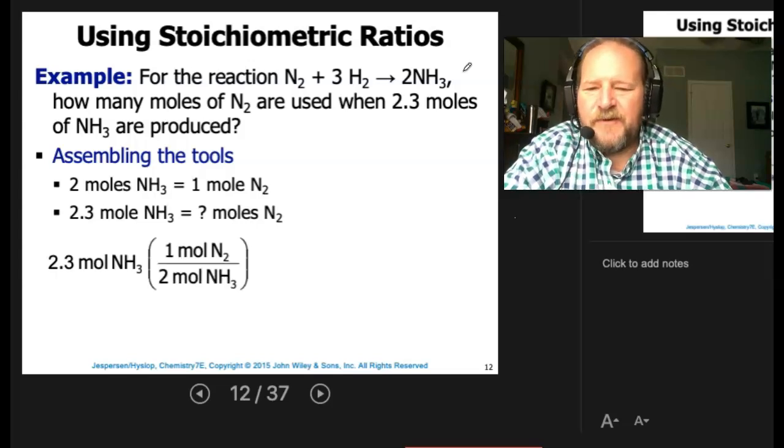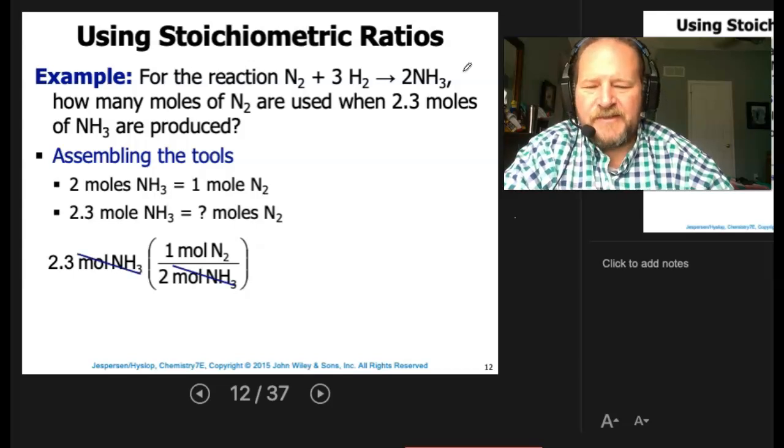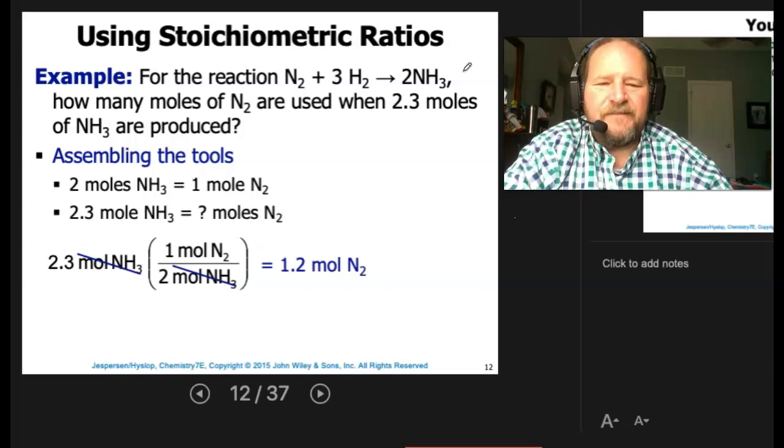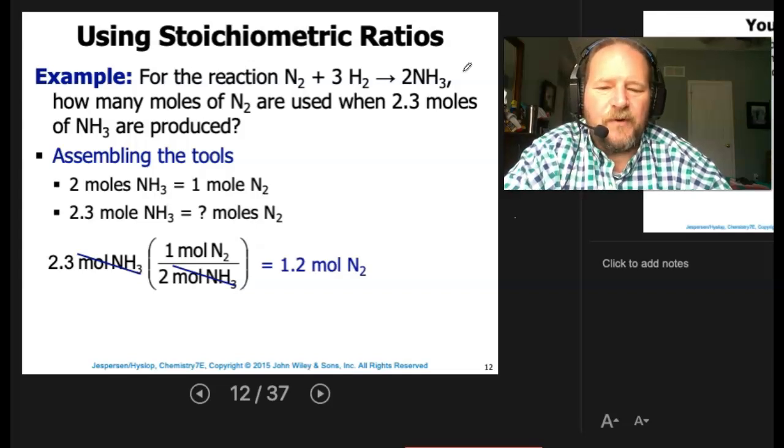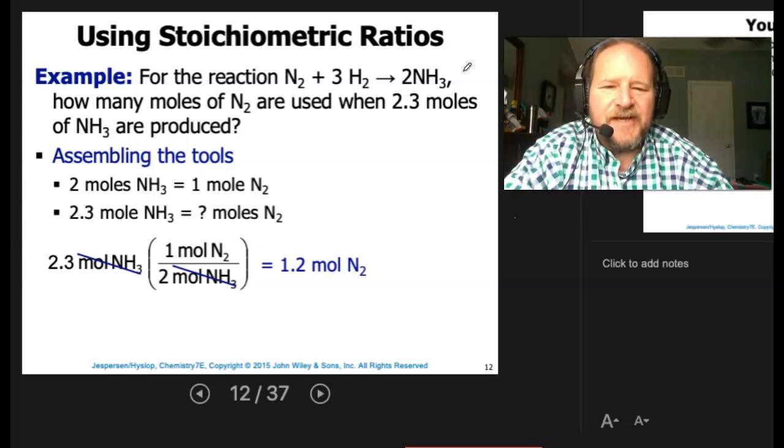So we'll start with 2.3 moles of ammonia, and then we'll set it up so that we can cancel those out. Moles of ammonia cancels out, leaving us with moles of nitrogen. And of course, 2.3 times 1 divided by 2 will give us 1.2 moles of nitrogen. All right, now again, your questions on your exams are not going to look that simplistic. Hopefully, though, that all made sense, right?